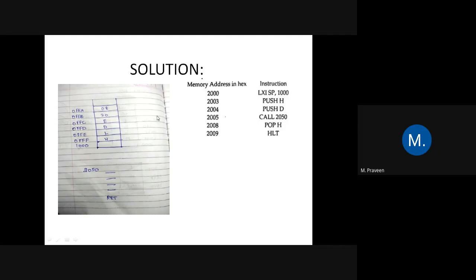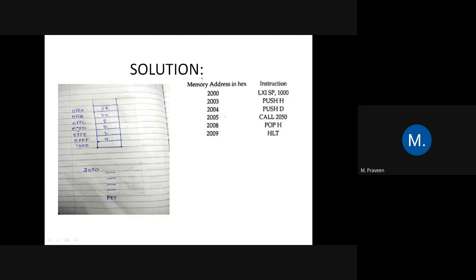So start with the first instruction. In the first instruction, the address is 2000. At address 2000, the instruction is LXI SP, 1000. LXI is nothing but loading the data to the specified register. Here the specified register is the stack pointer, which is a 16-bit register. So LXI SP, 1000 means loading the 1000 data or address to the stack pointer register. After executing the first instruction, the current address of the stack pointer changes to 1000.